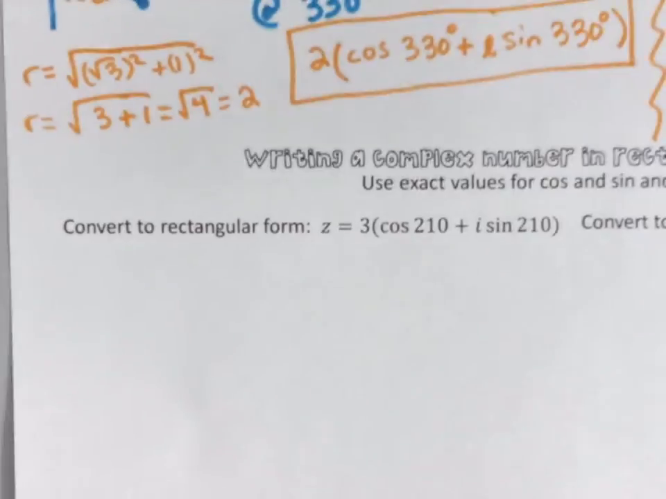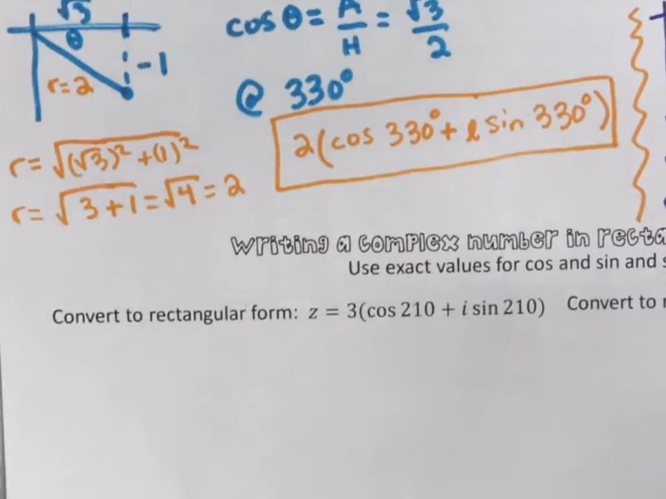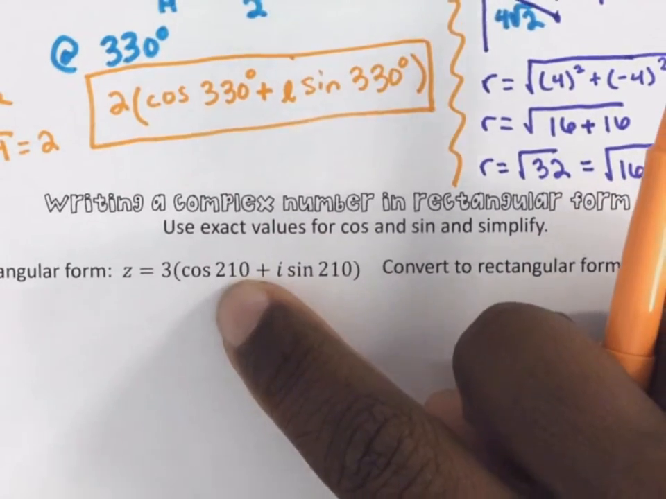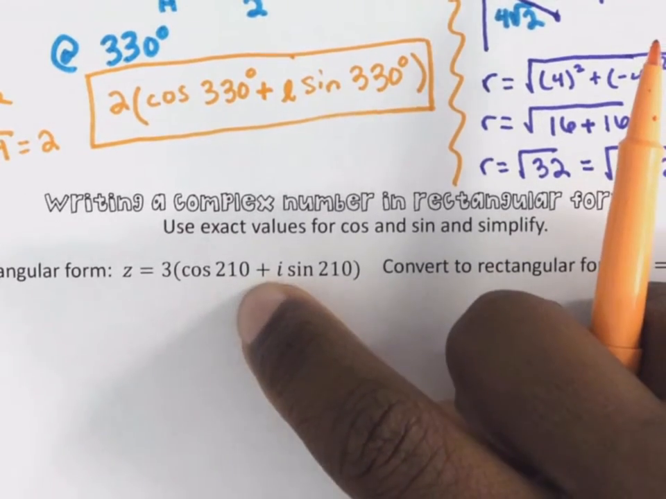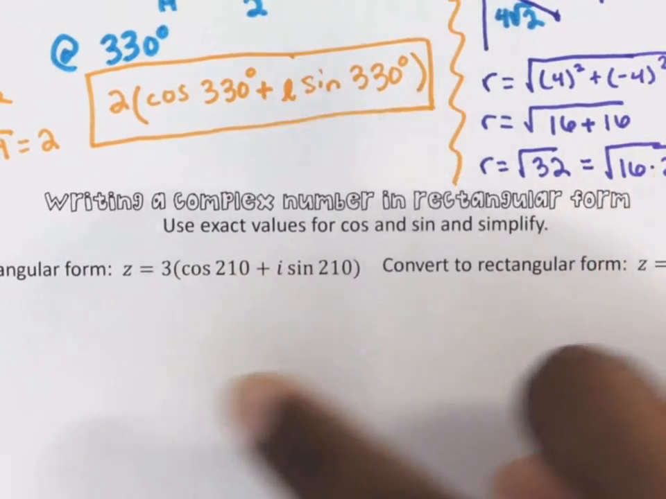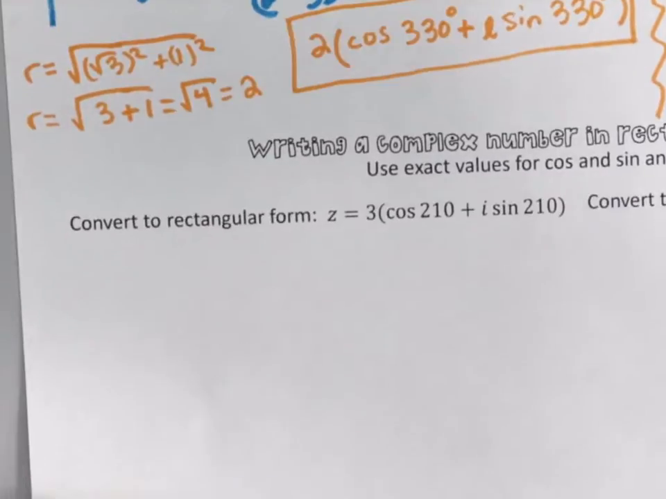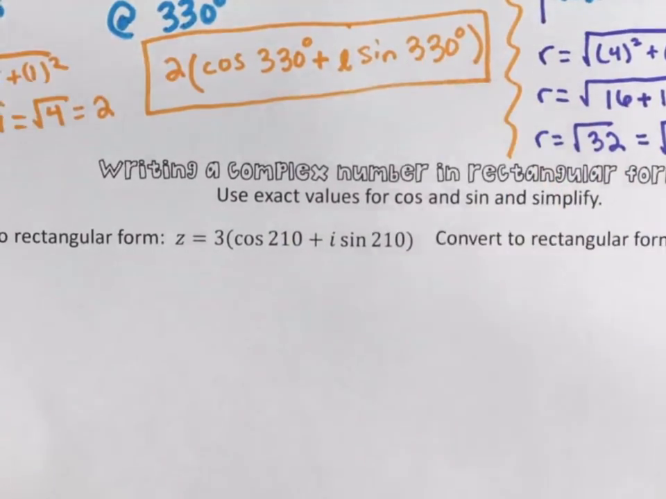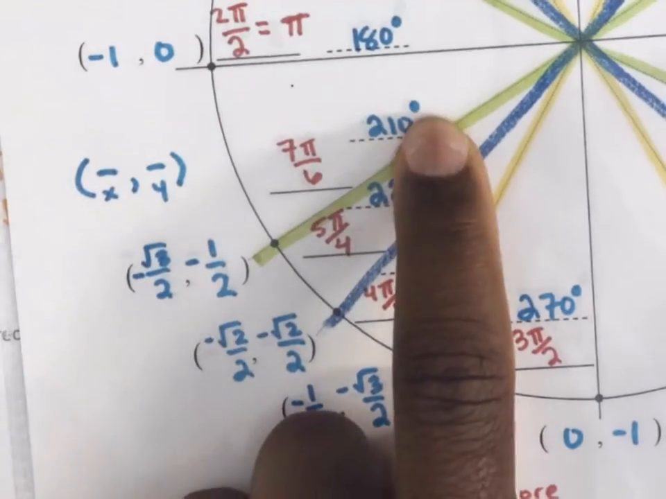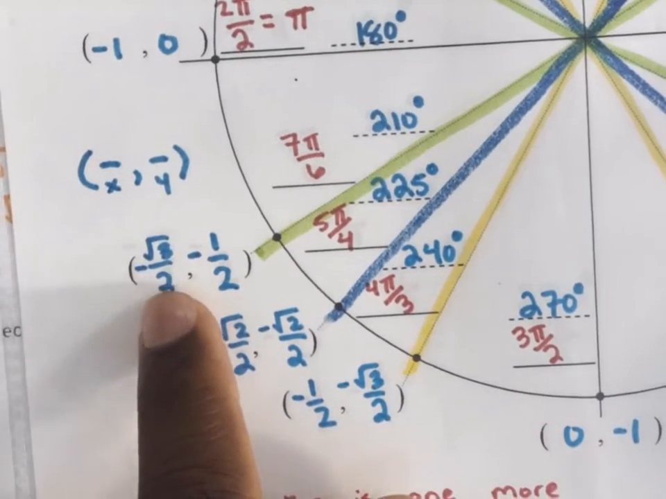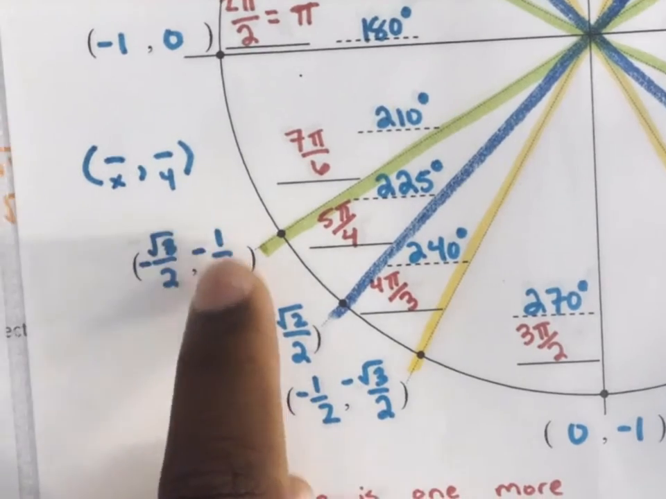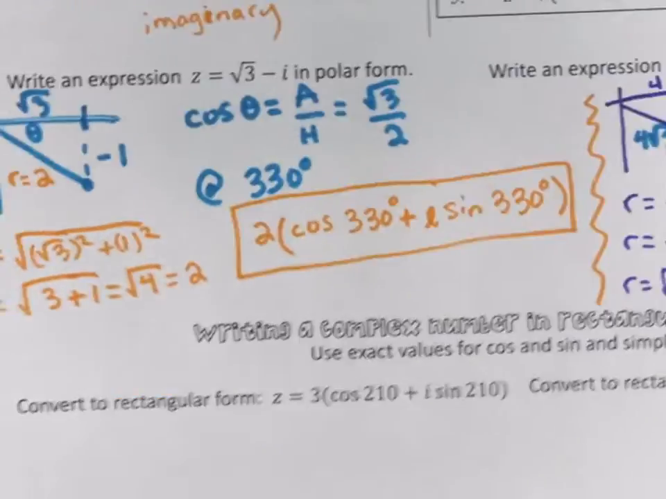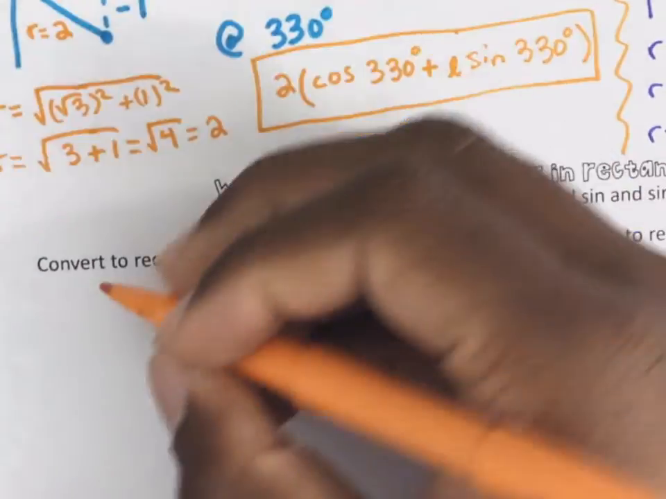Okay. And then just like with polar and rectangular, going the other direction is super easy. All we do is get the exact value and then distribute the R value and we get our answer. Okay? So, to get me started, I need to know what cosine of 210 is. Yep, I go 210. Cosine is the x-coordinate, negative root 3 over 2. Sine will be negative 1/2. So I'll replace those functions with their exact values.